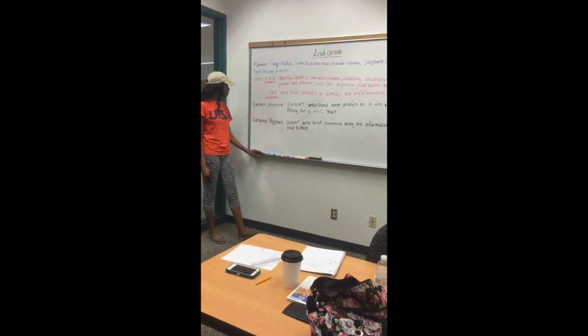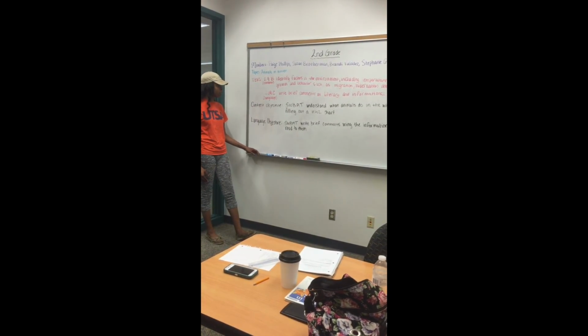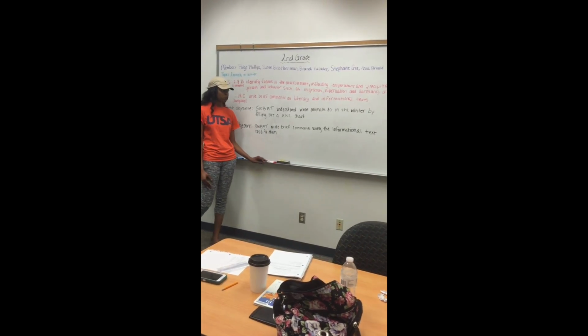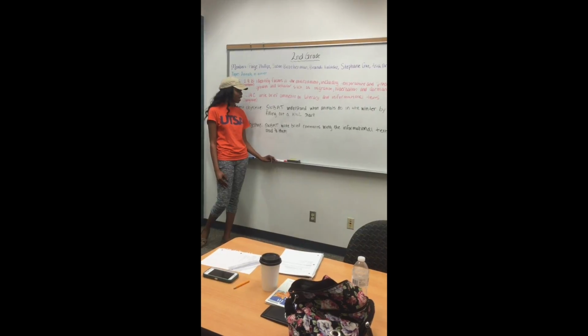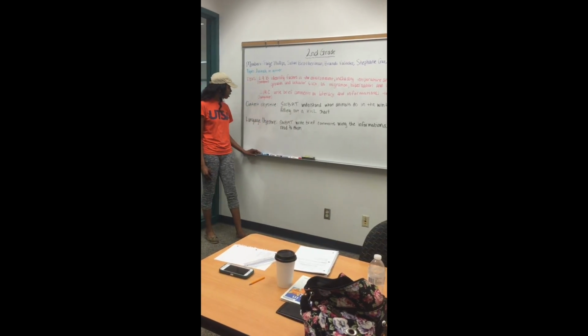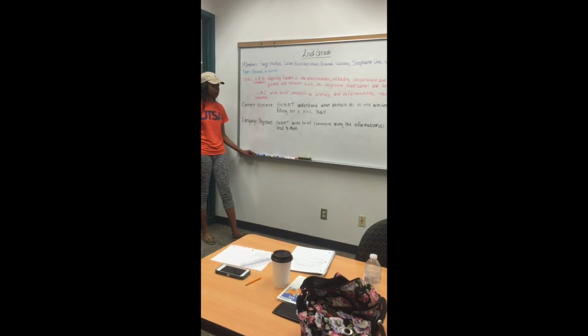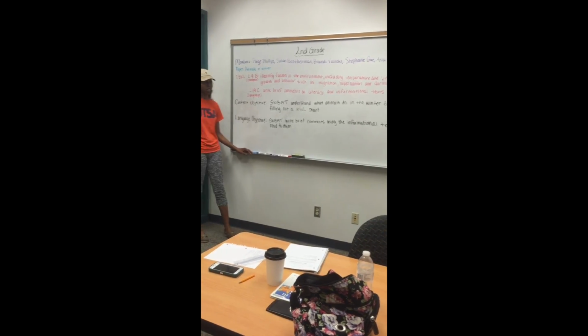The two objectives: the first one is the content objective. Students will be able to understand what animals do in the winter by filling out a KWL chart. The language objective is students will be able to write brief comments using the informational text read to them.